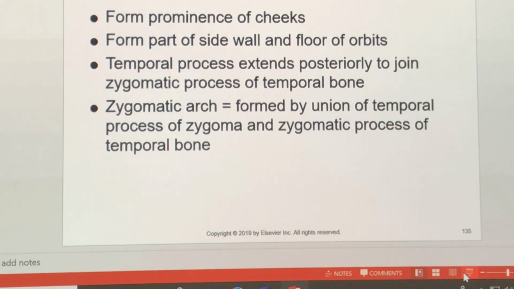So don't confuse those two. The temporal process is on the zygomatic bone. The zygomatic process is on the temporal bone. And the zygomatic arch is formed by all that.